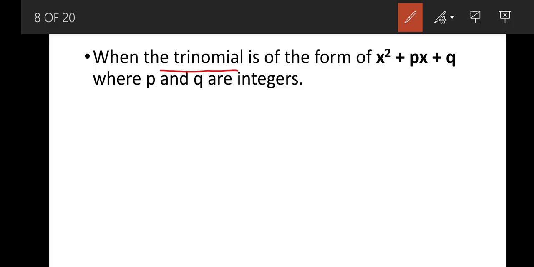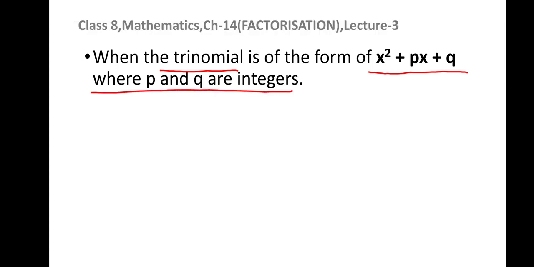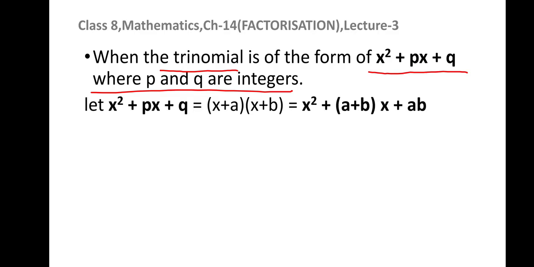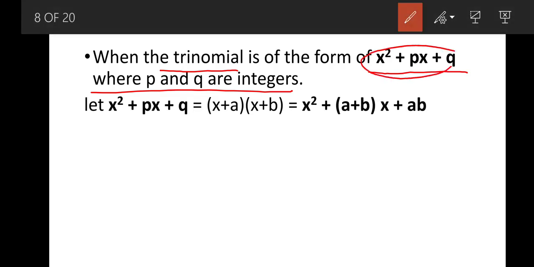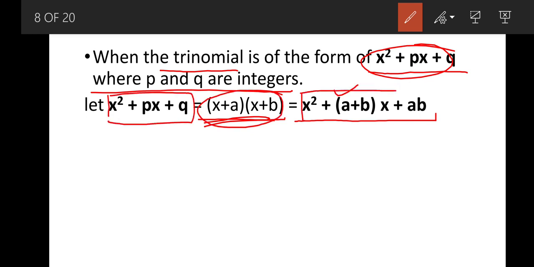When the trinomial is of the form x square plus px plus q, where p and q are integers, then we are supposed to use identity number 4. So what I have done, I have taken this given expression as equal to x plus a into x plus b. If I multiply these two, I will get x square plus a plus b into x plus ab, and we have done the derivation of identity number 4 also by multiplying two binomials. Now I need to relate this side to this side. Can you see now? X square is the same. Where a plus b is present, I have written p here. And where ab is present, I have written q.